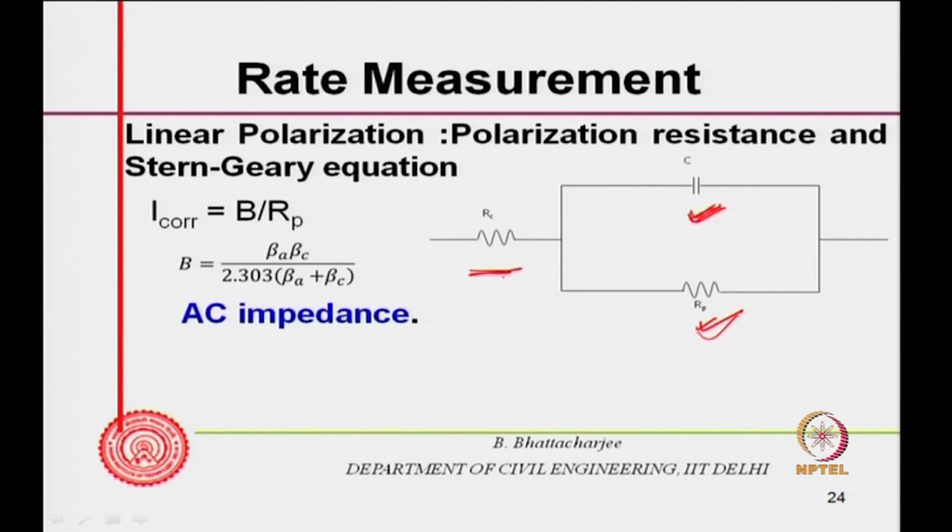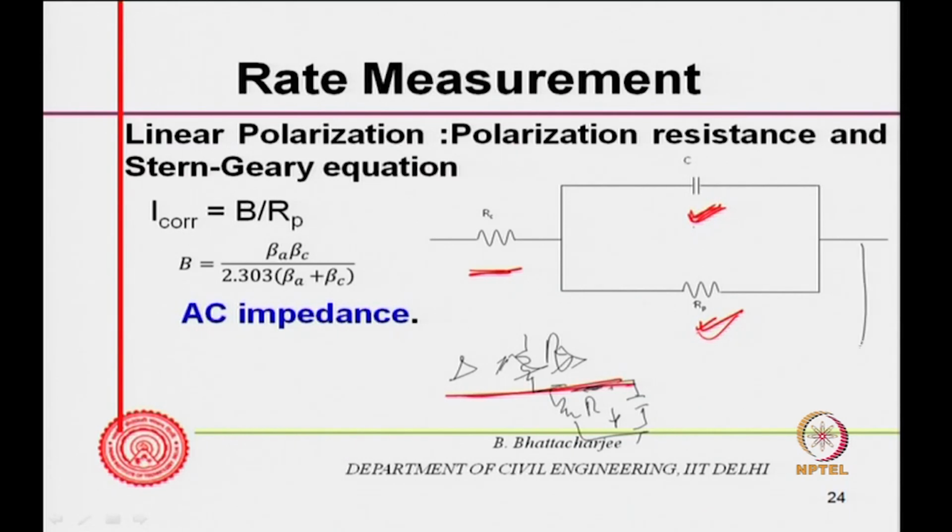So, R c is the concrete resistance. If this is my reinforcement bar and this is my surrounding concrete, the R c is here, and at the interface I will have R p as well as capacitance. These are parallel, so I have R p, and parallel to this is the capacitance of the interface. This is the equivalent circuit, the simplest equivalent circuit we assume.